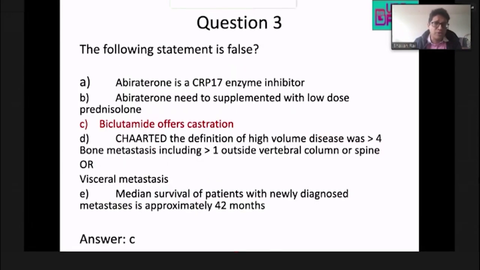The next question was, which of the following statements is false? And there are a number of different aspects of metastatic prostate cancer in this, but the key one was bicalutamide offers castration. Bicalutamide doesn't offer castration. It's an anti-androgen. The testosterone levels are still maintained.